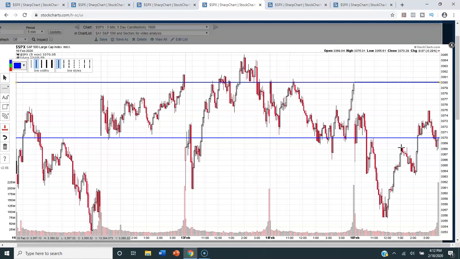So again, 3370, as you can see here, is a very important short-term support area. So to the degree that we continue to close above and stay above 3370 on the S&P 500 going forward, there isn't much to worry about.